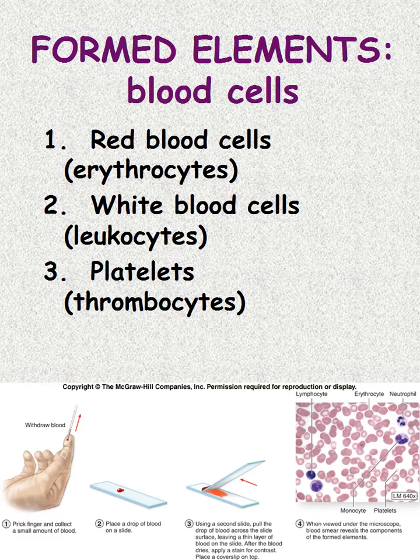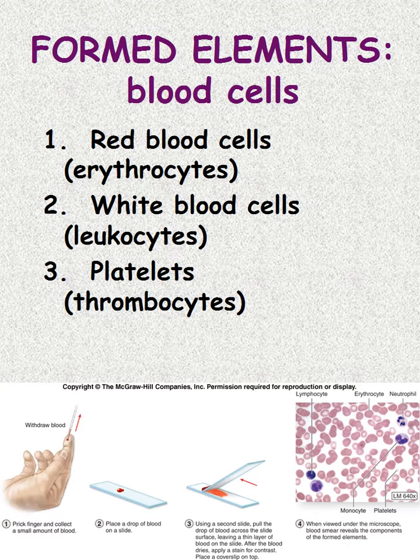Leukocytes make up less than 0.01% of formed elements and contribute to mounting an immune response and defending the body against pathogens. And then platelets, or thrombocytes, make up less than 1% of formed elements and help with blood clotting. The components of formed elements can be viewed using a blood smear, and that's what the figure outlines below.